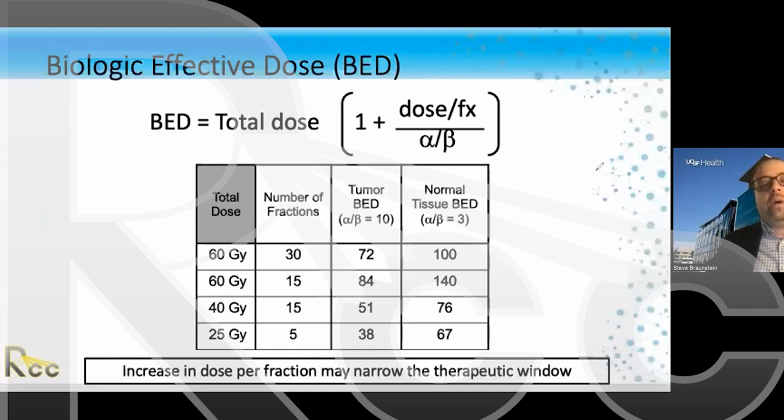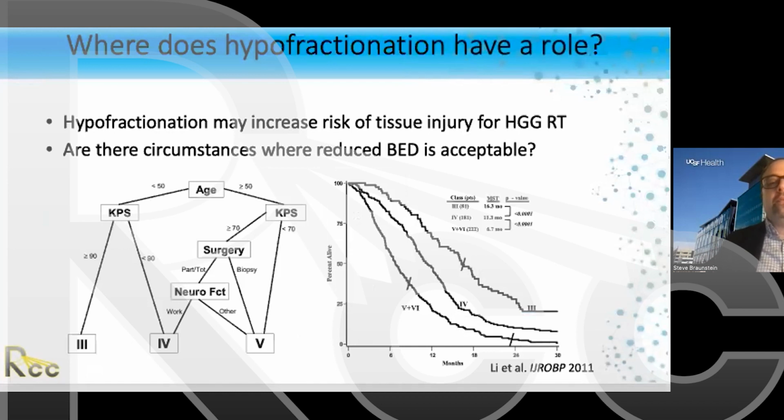So I think the takeaway is that when we hypofractionate and include large volumes of normal tissue, you have to recognize that you may narrow that therapeutic window. So I think it begs the question then in our patients, where does hypofractionation have a role? Because it can increase the risk of tissue injury. And are there circumstances where that reduced biologic effective dose may be acceptable?